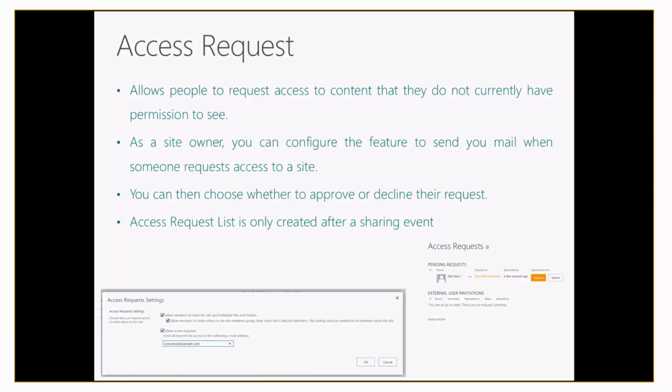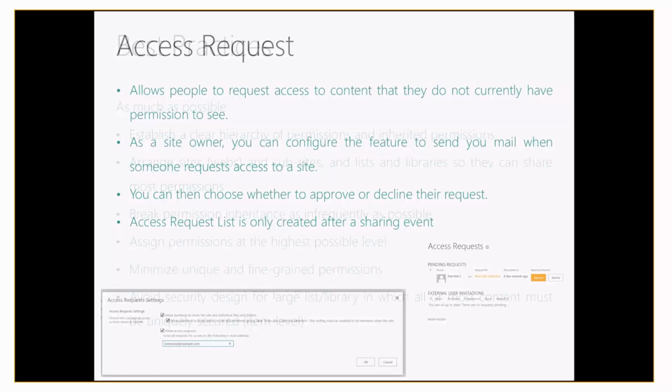Just a particularity about this list: it is created only after the first sharing event. By default, the option and the list do not exist in site settings, and only after the first share will it start appearing in our site settings, and the list will be created. As we can see from the screenshot at the bottom, we can enable or disable this feature, and we can also define an email where the owner will receive all the requests that are being made to that site collection.